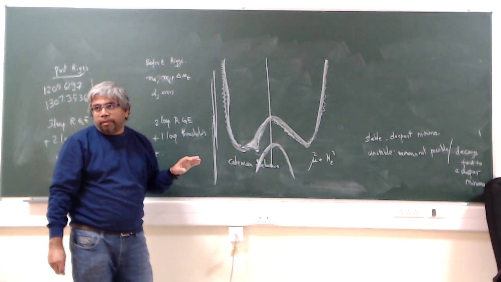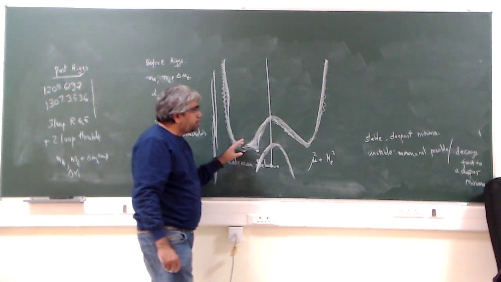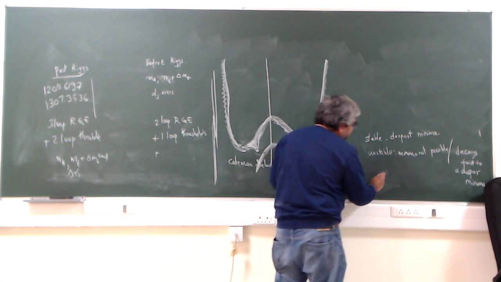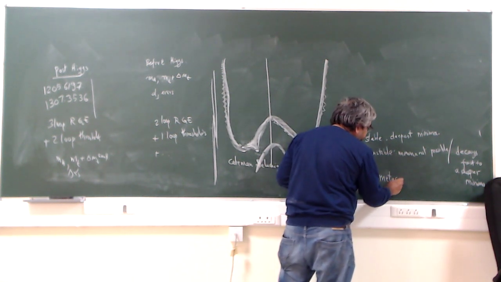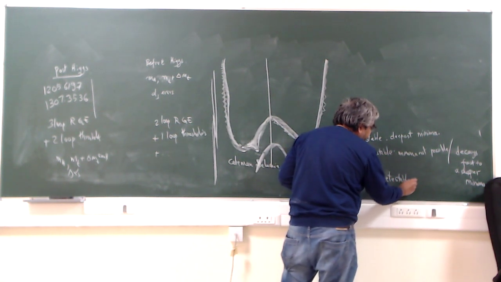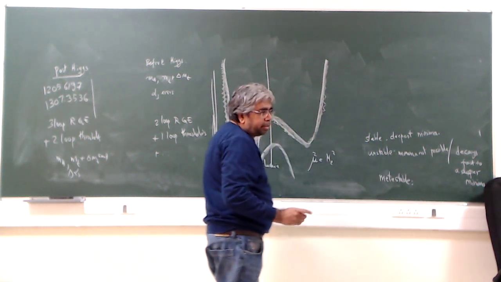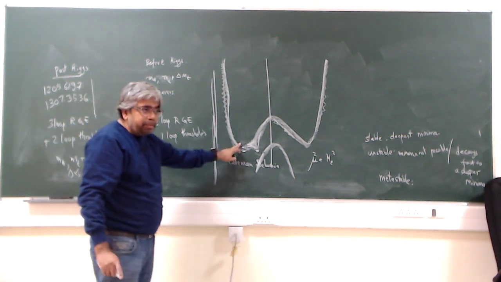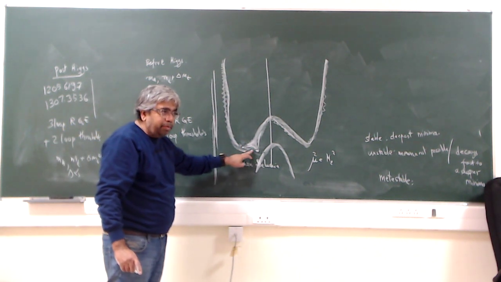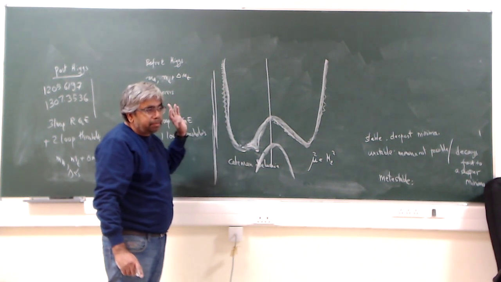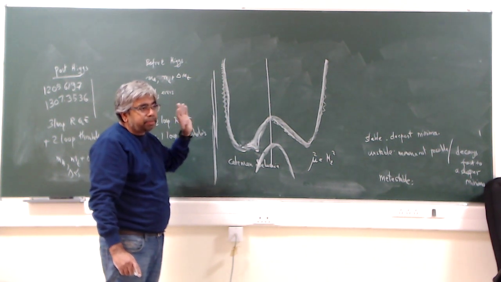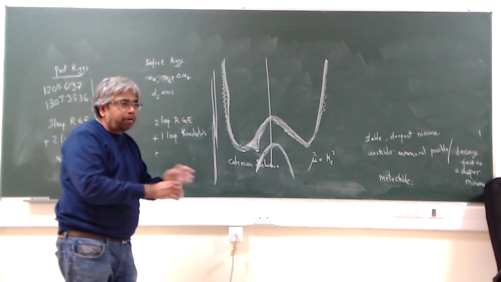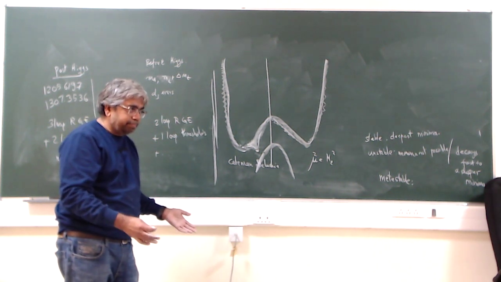Okay. And so we compute that. Now, there is a third version, which is metastable. Metastable means that it's not the deepest minimum, but the transition time to the deepest minimum is much, much longer than the lifetime of the universe. So, for all practical purposes, it's stable.